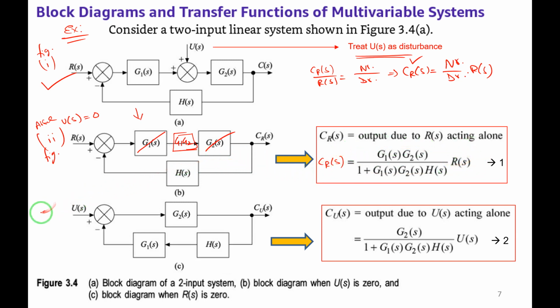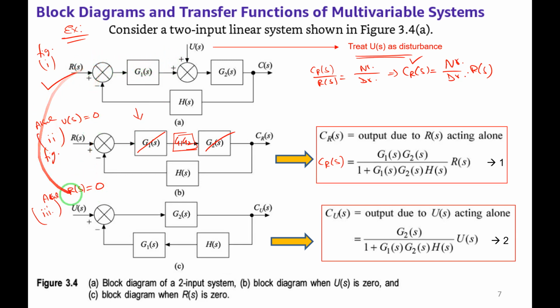Next, in the third diagram, or figure 3, what we are assuming here is that r of s is 0. In the second figure we assumed u of s as 0. We will assume r of s to be 0 here, and we will redraw the block diagram from figure 1.